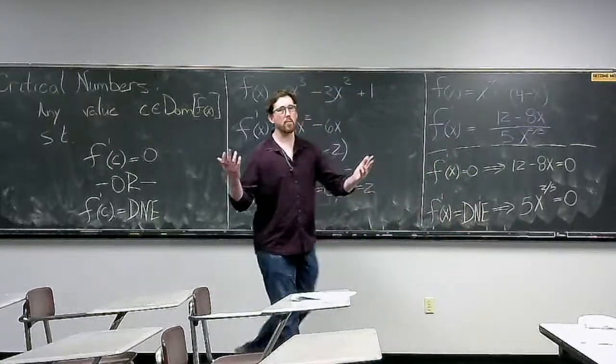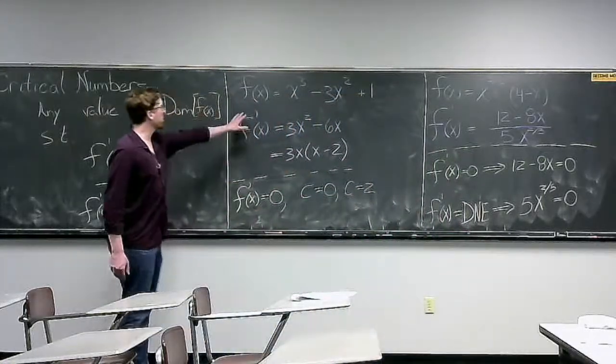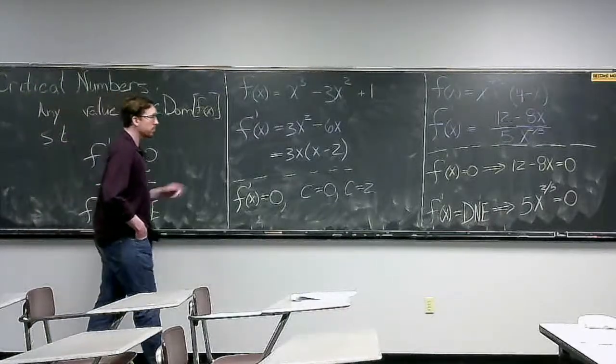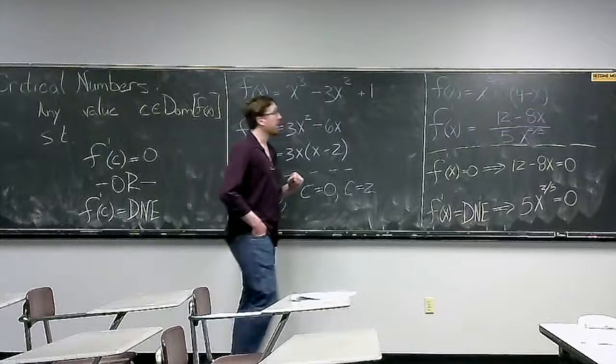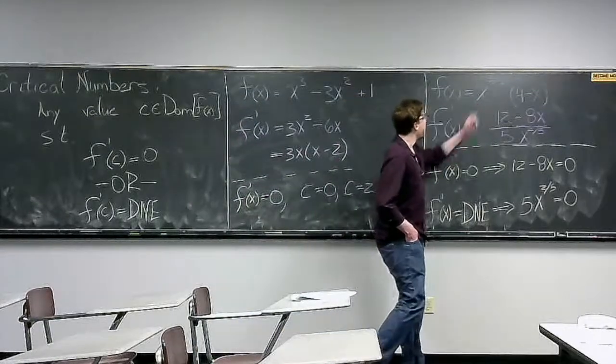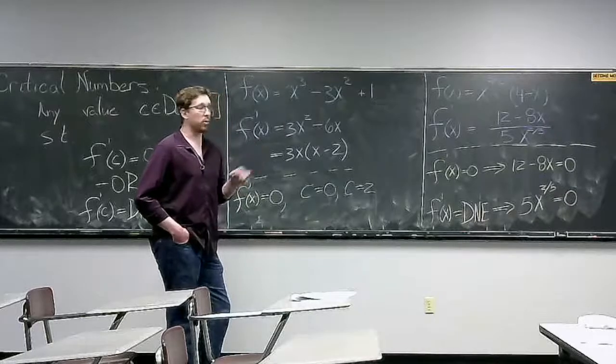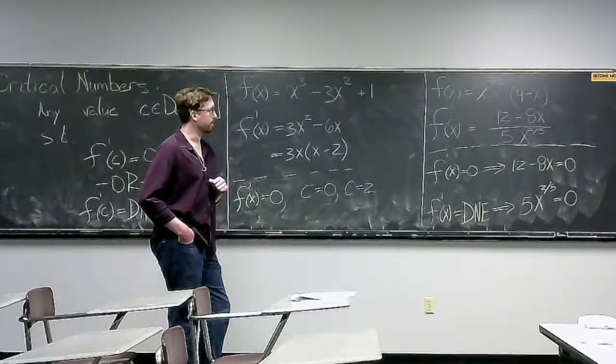Both of those are critical numbers. Awesome. So we just found all the critical numbers for that first function. Now on the other hand, let's consider the function x raised to the 3/5 power times the quantity 4 minus x.